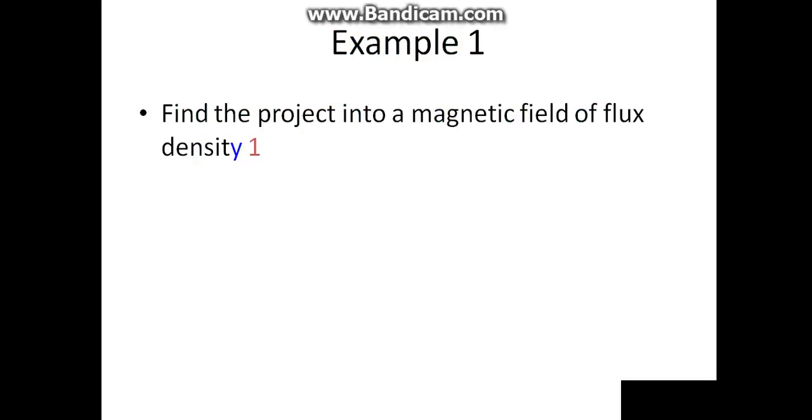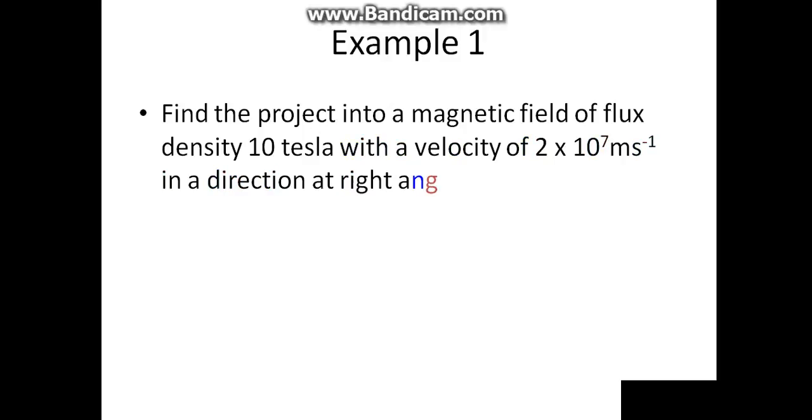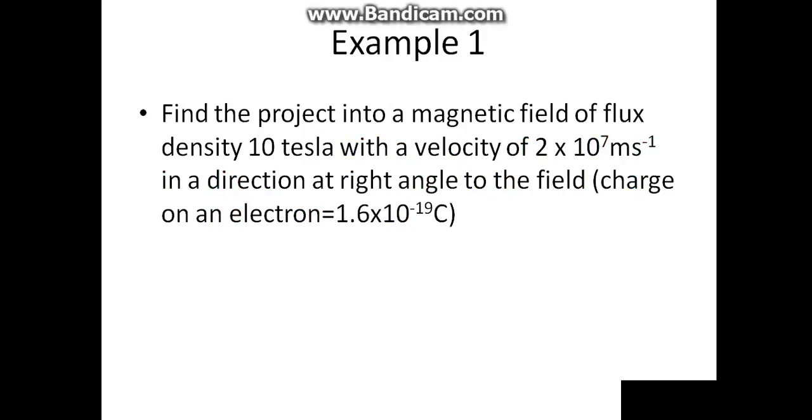Example 1. Find the force on a projectile electron moving into a magnetic field of flux density 10 Tesla with a velocity of 2 × 10^7 meters per second in a direction at right angle to the field. Charge on an electron is equal to 1.6 × 10^-19 coulombs.